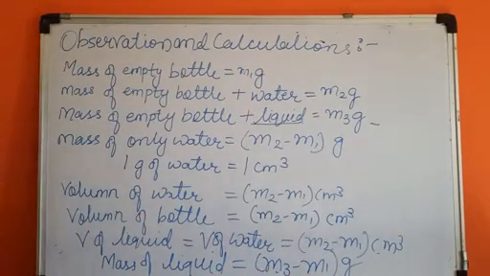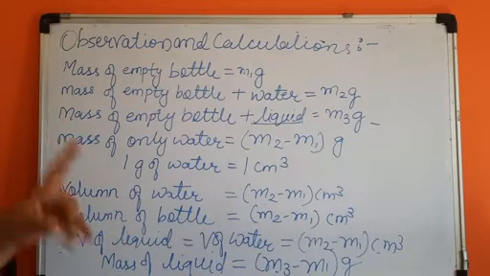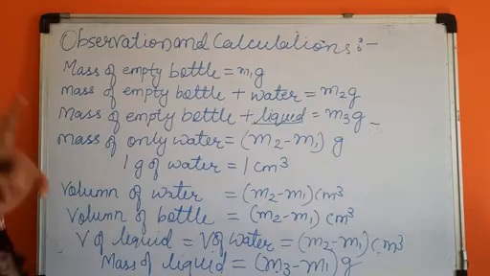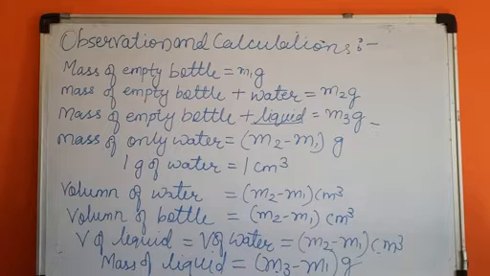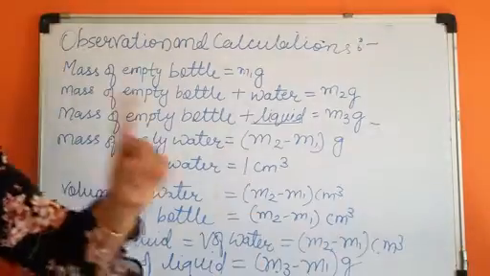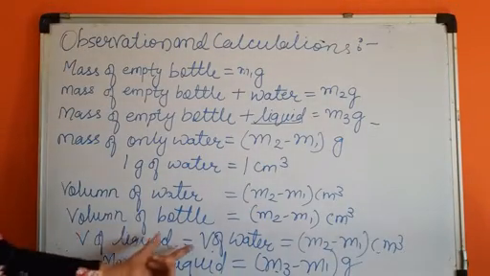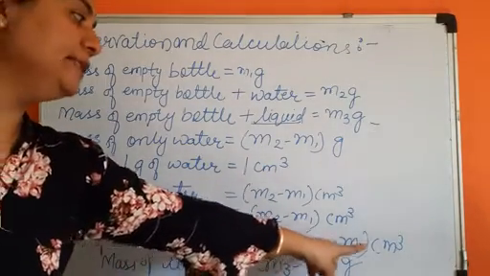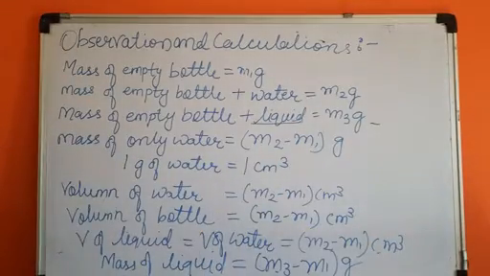So finally, we need to determine the density of the liquid. For this, we need to use the formula density is equal to mass upon volume. We have to find the value of the mass of the liquid, that is m3 minus m1 gram, and the volume of the liquid. The volume of the liquid is equal to m2 minus m1 centimeter cube. We have to put this value in the formula.